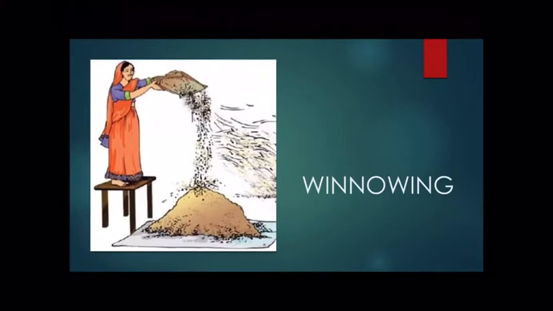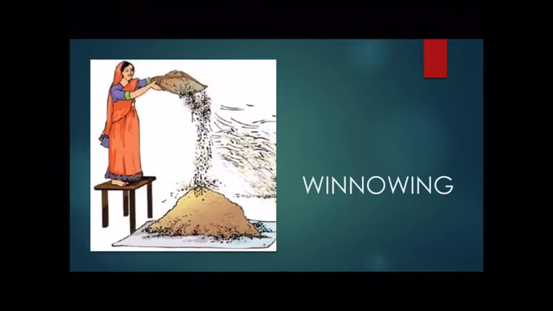Next technique is winnowing. The picture itself is clearly showing that this woman is standing at a higher level from the ground on this stool and letting the grain fall from a height. So what is happening? The heavier grains are settling down immediately next to the lady, and the lighter husks are flying away. Undesirable things which are lighter in weight than the grains are flying away and falling a little distance from the grains. In this way, she is separating the desirable grains from undesirable materials like husks.